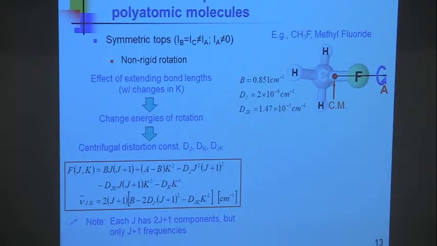So we'll look at an example. Here's this methyl fluoride example. There's a tripod. Here's the value of B in wave numbers. And here's the distortion terms. So these are known. These are numbers that you can look up.